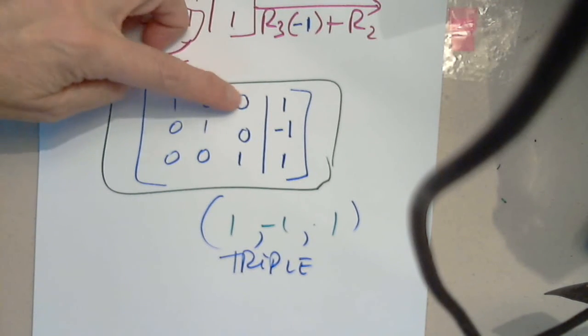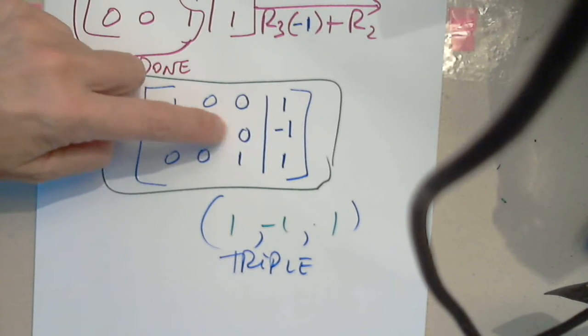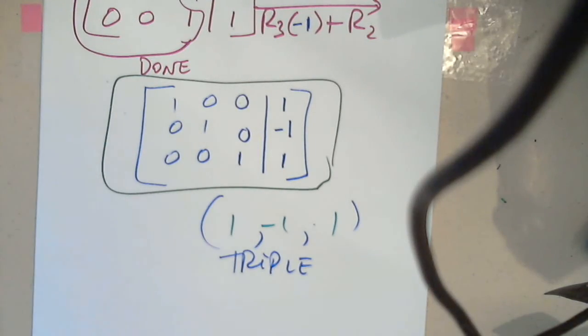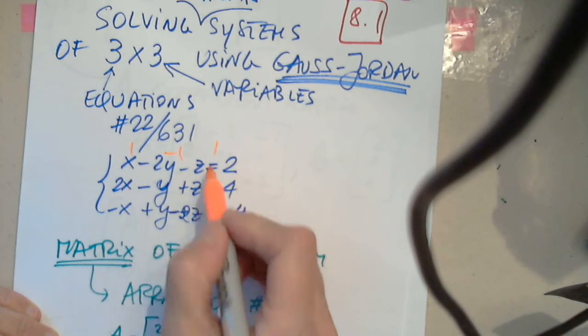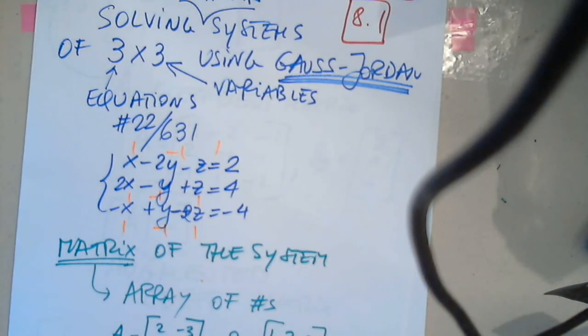Because x is 1, there is no z and y. Y is -1, there is no x and z. And z is 1, there is no x and y. So we claim 1, -1, 1. I have no idea. Let's check.